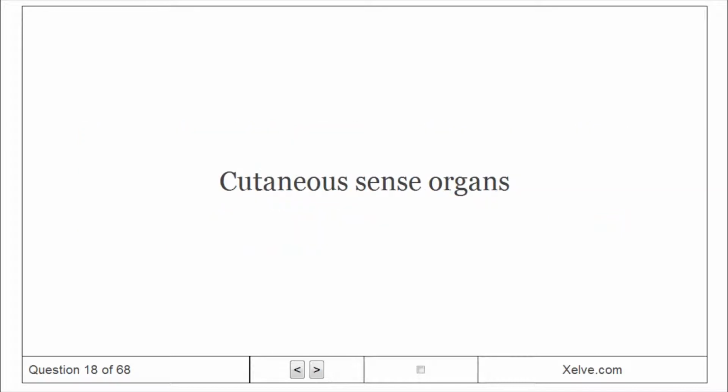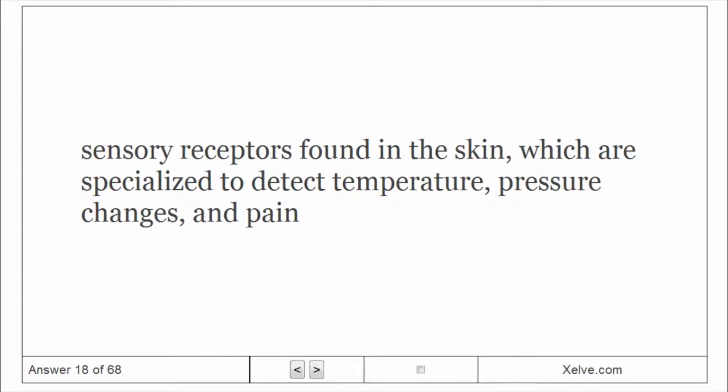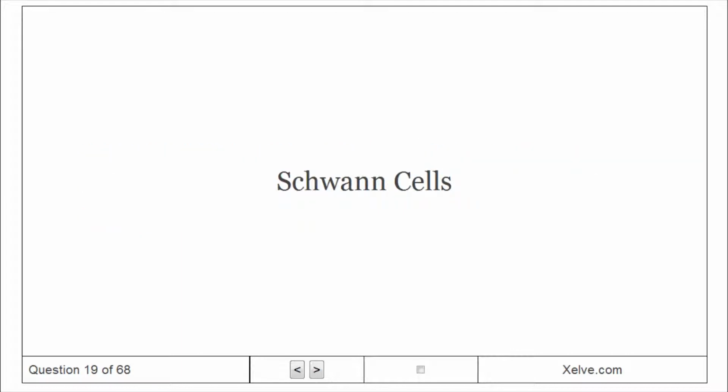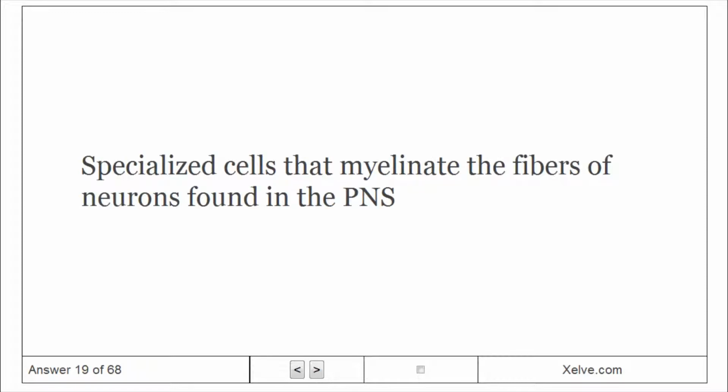Cutaneous sense organs. Sensory receptors found in the skin, which are specialized to detect temperature, pressure changes, and pain. Schwann cells. Specialized cells that myelinate the fibers of neurons found in the PNS.